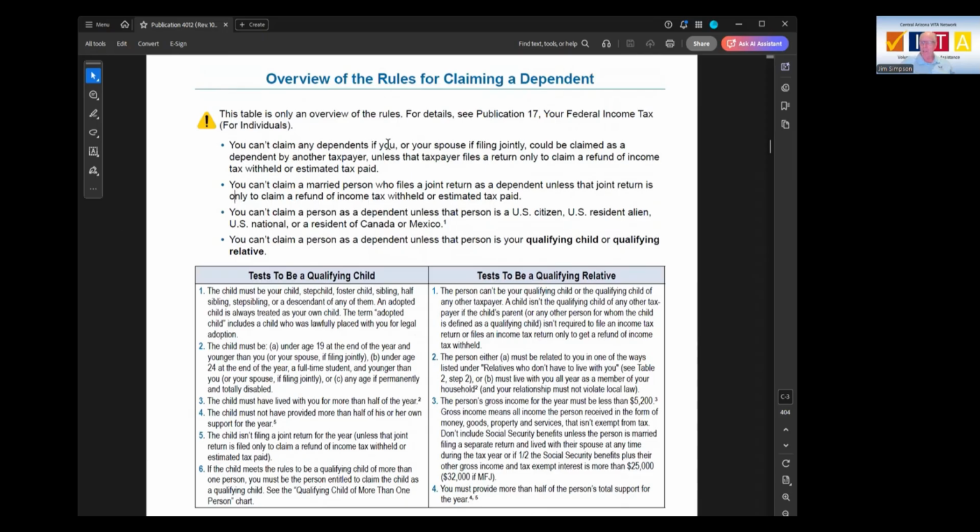You can't claim any dependents if you or your spouse could be claimed as a dependent by another taxpayer. We have lots of households that have 3 generations living in them. If grandpa is claiming the parents as dependents, the parents can't claim their kids as dependents. That would be one example. You can't claim a married person who files a joint return as a dependent. In other words, your spouse is not your dependent.